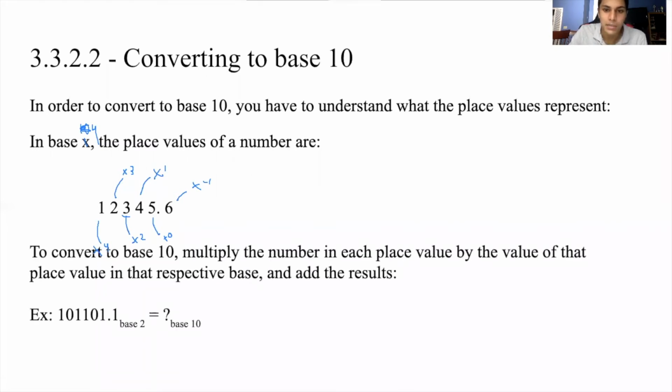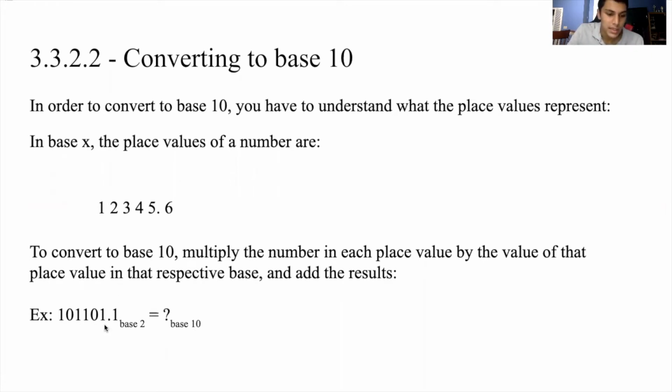So I'll show you an example, right? I have this example here where I have this number, which I'm going to call 101101.1 in base 2. The reason we do that is because technically we can't call it one hundred one thousand, one hundred one, since it's in a different base. So we technically have to call it 101101.1 in base 2. If I were to try and convert this into base 10, then I would have to use this method of using what the place values represent in order to do it.